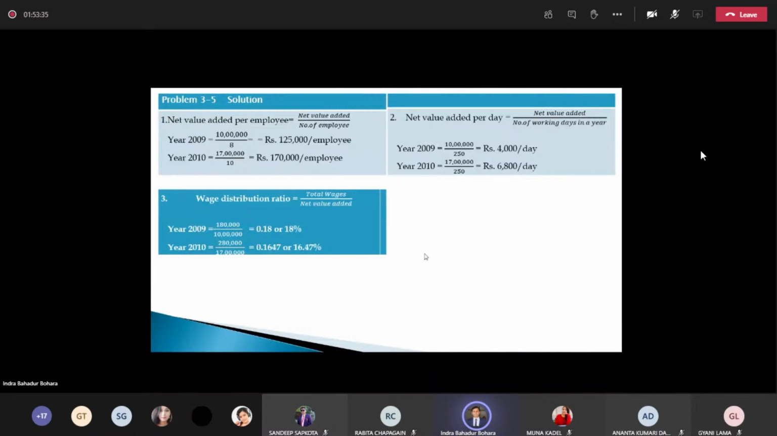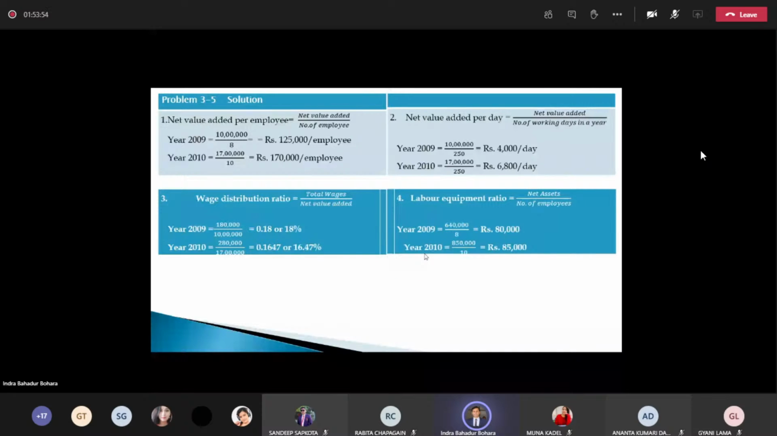Out of total value added, the amount paid to the employees in terms of wage and salary decreases. So it is better for the company. Company was able to reduce the percentage of payment to the workers. And the fourth one, labor equipment ratio, net asset divided by number of employees.